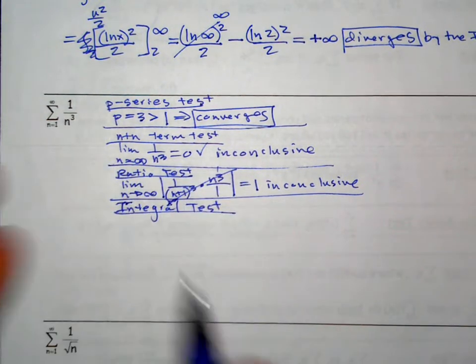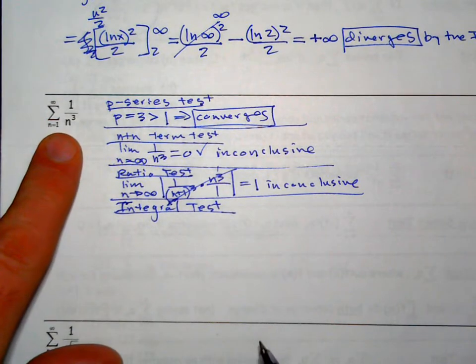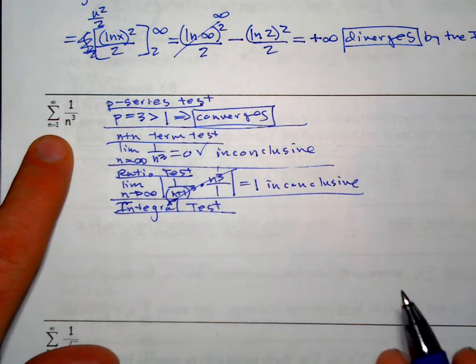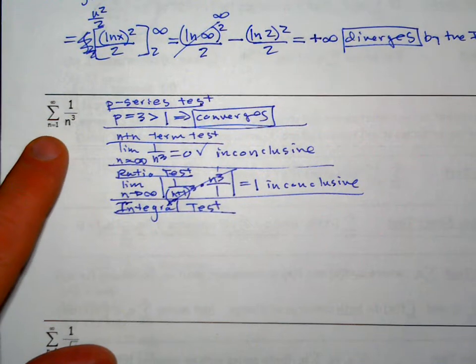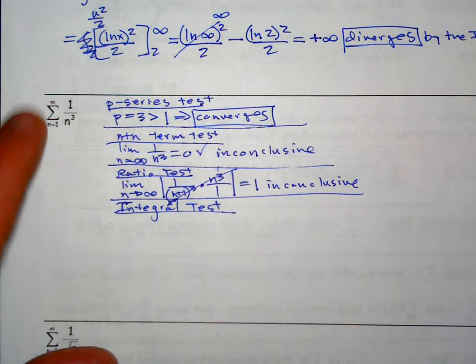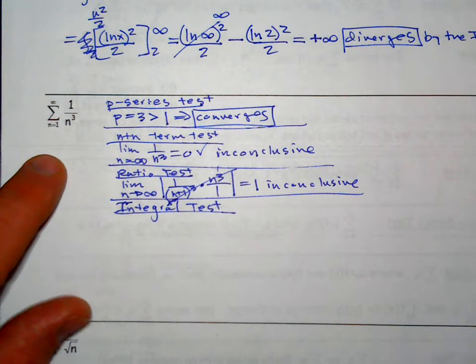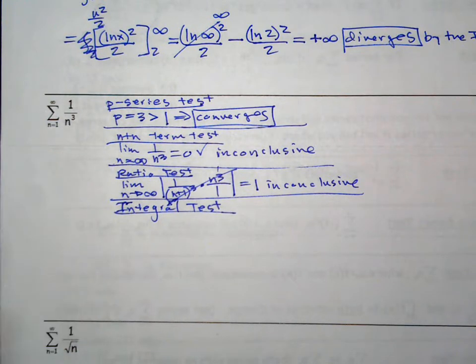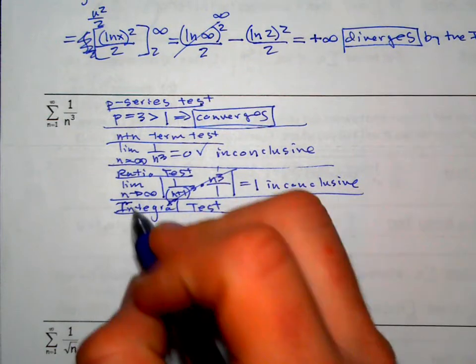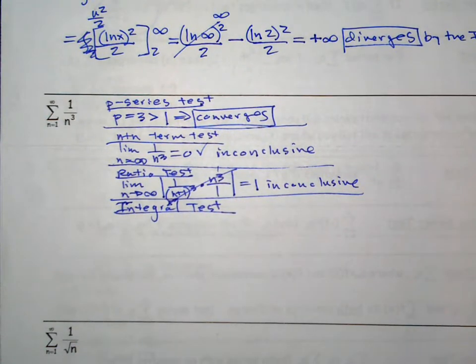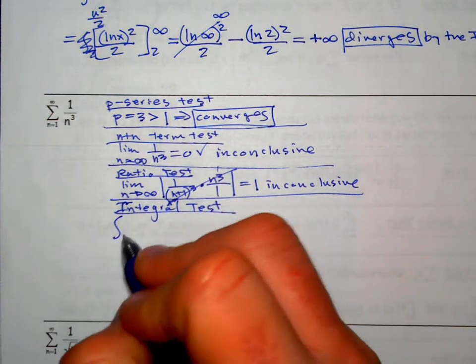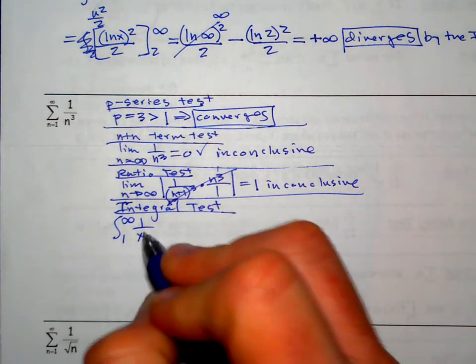So is this a continuous function, at least where we're looking at it? Yeah, when n equals 0, it's undefined, so it's not continuous there, but at least for where we're interested in, it's continuous. It's decreasing. It's positive. All right, so it's appropriate to use integral test without doing anything extra. So we're going to go 1 to infinity, 1 over x cubed dx.